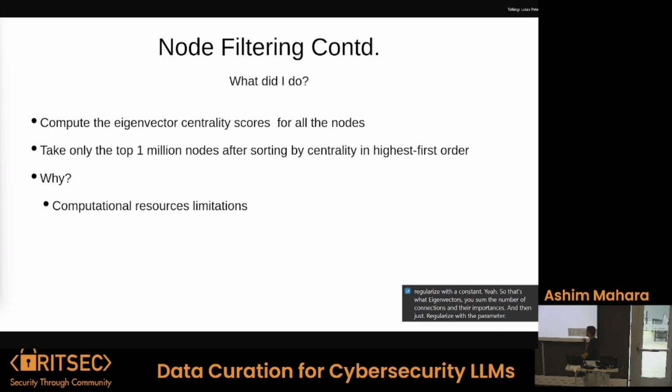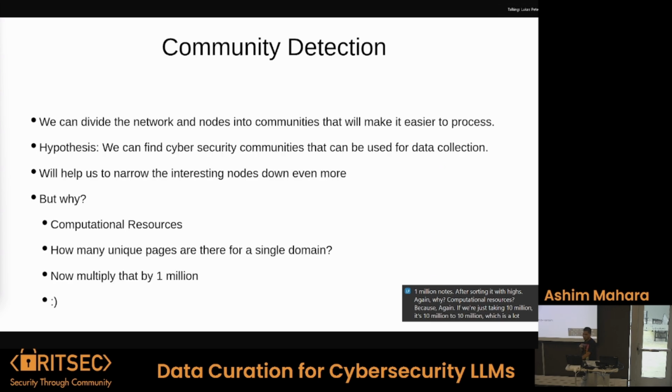So what do I do with eigenvector centrality? I computed the eigenvector centrality score for all of the nodes, and then took only the top 1 million nodes after sorting with highest first. Again, why? Computational resource limitations, because if we're taking 10 million, it's 10 million by 10 million, which is a lot of nodes and a lot of edges.